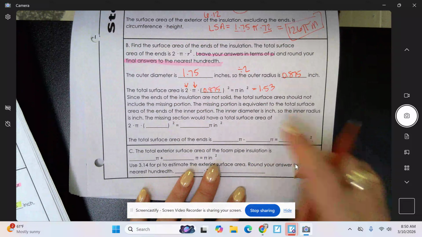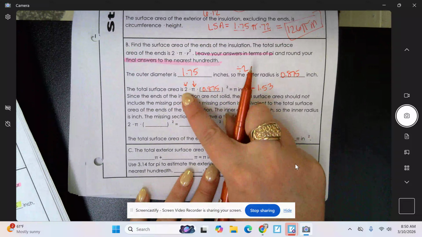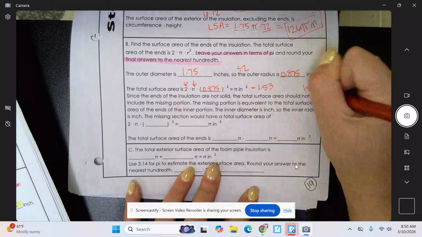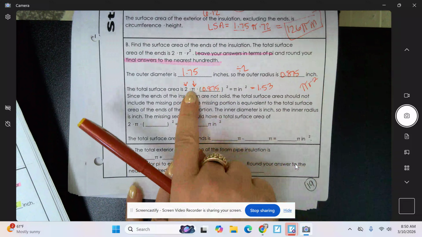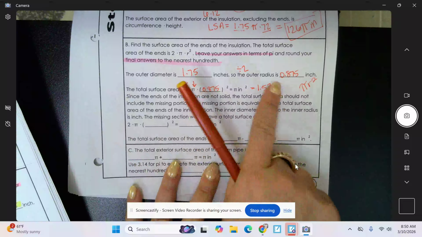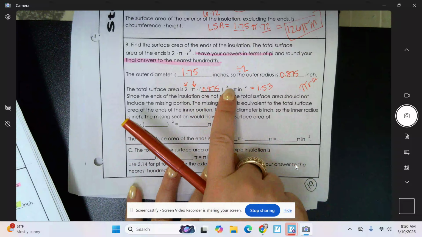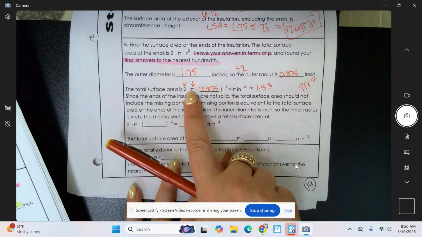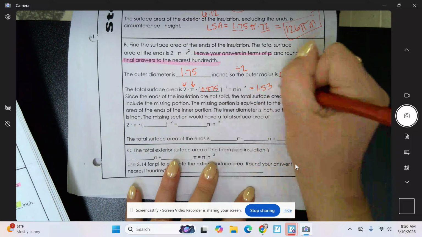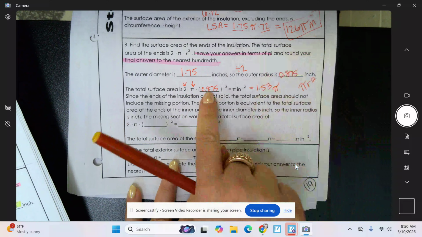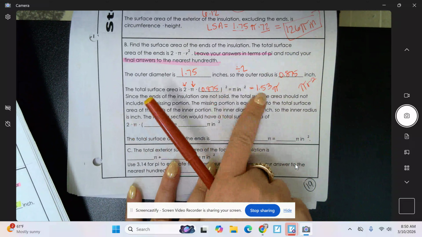There it goes. Sorry. So there's 2 bases, 2 B's, right? And B represents area, and area is pi r squared. Well, we're leaving the pi. Our radius is 0.875 squared. So if we put that in the calculator, 2, leave out the pi symbol because we're going to drop it back behind our answer, times 0.875 squared, we get 1.53.